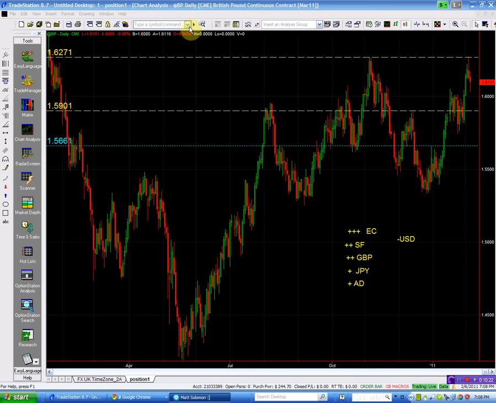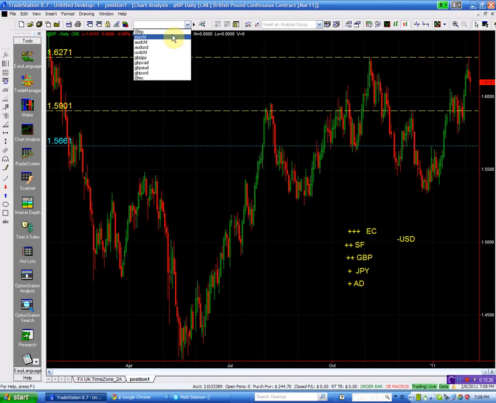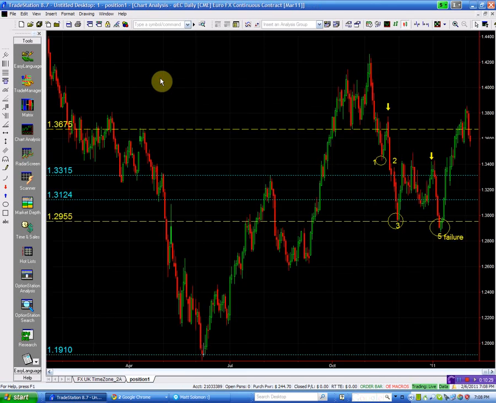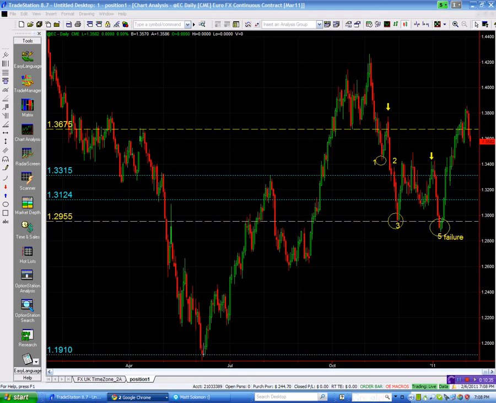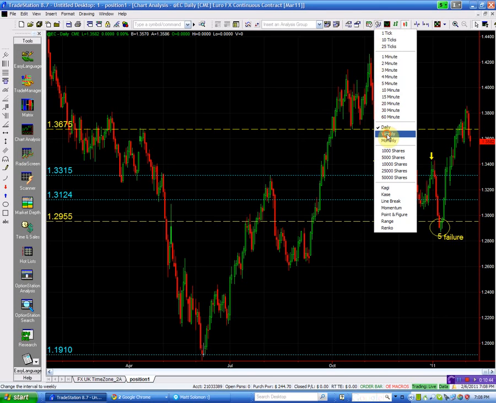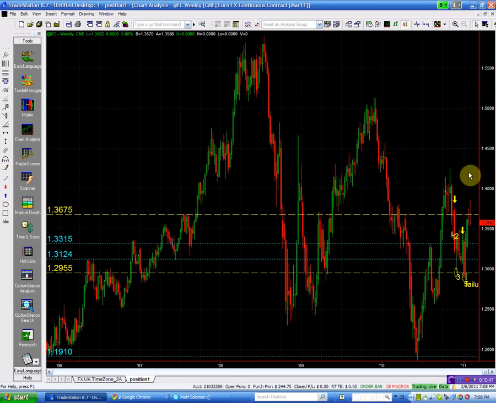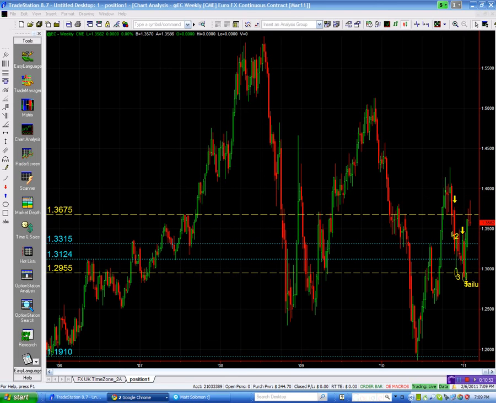The next one we want to look at is the euro dollar. If we look at the weekly chart for the euro, you will see that the picture is rather negative for the euro, because for 2 weeks we have traded above the 136.75, all based on the index, only to turn around and fail twice.